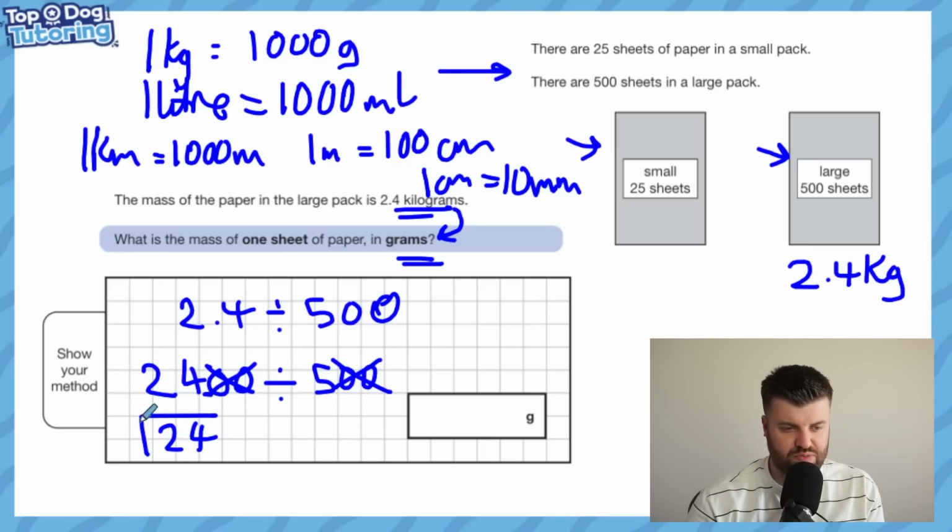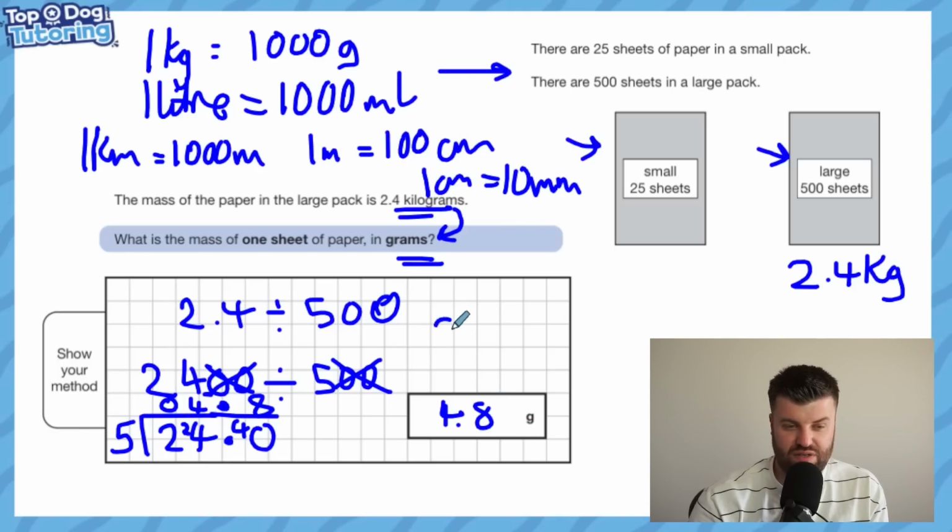Now that seems much more manageable in terms of short multiplication. 5s into 2 don't go. 5s into 24. 5, 10, 15, 20. That's 4 times. Pass the decimal, exchange over that 4 to make 40. Put the decimal at the top. 5s into 40 go 8 times. So that would be 4.8 grams.